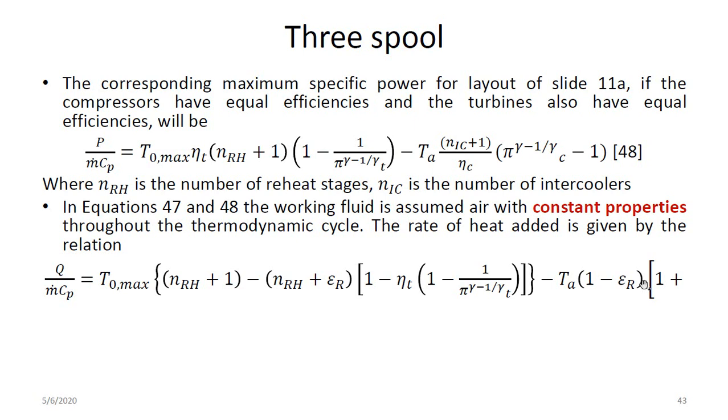Alright? And the rate of heat addition is given by this equation, where epsilon R is the effectiveness of a regeneration system, and NRH is the number of reheat stages, and everything else is already known to you.